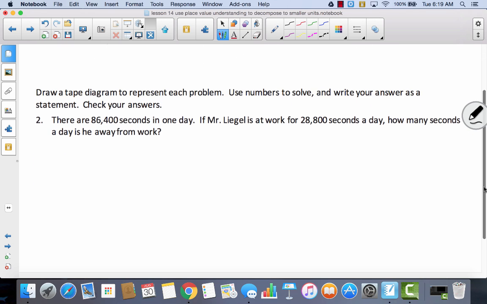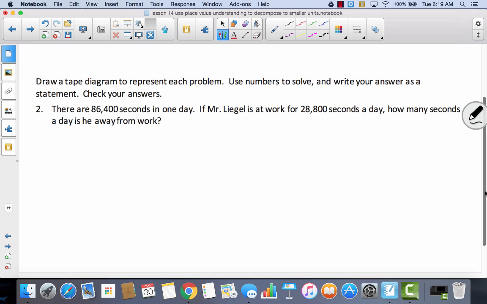It says, draw a tape diagram to represent each problem. Use numbers to solve and write your answer as a statement. Check your answers. So this is very similar to what we did in the last lesson. So we have a few things we have to do. We have to draw a tape diagram. We have to use numbers to solve. We have to write our answer as a statement, and we have to check our answers.